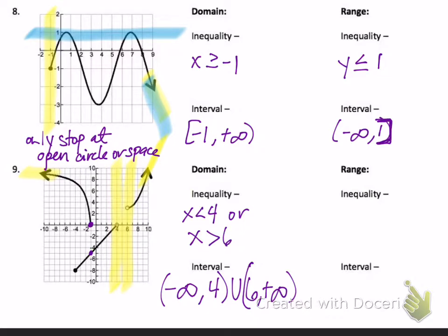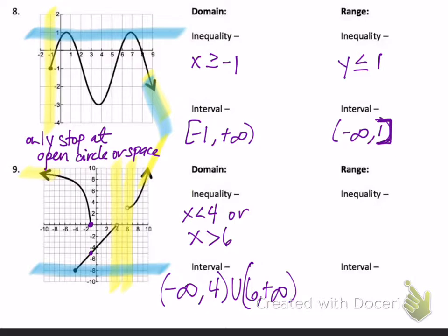And then for my range, I start down here. X is less than 4. And then x is also greater than 6. Would you take it if I put negative infinity is less than x is less than 4? Yeah, I would take that as well. You're not really supposed to, but I'm not going to count it wrong.